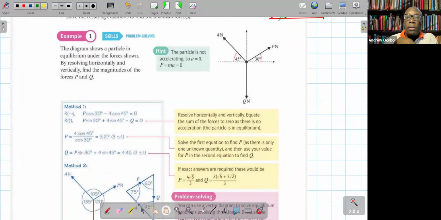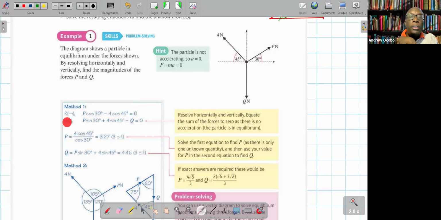That's the method we are familiar with. When you see the R and the arrow horizontal, that means we're resolving horizontally. So resolving horizontally, we say P cos 30, so that's this one here, minus 4 cos 45. So this is the force 4, and we've also turned it through 45 degrees, but it's in the opposite direction, so we write it as minus, must equal 0. So essentially, this is the only positive horizontal component, and this is the only negative one. This one doesn't count.